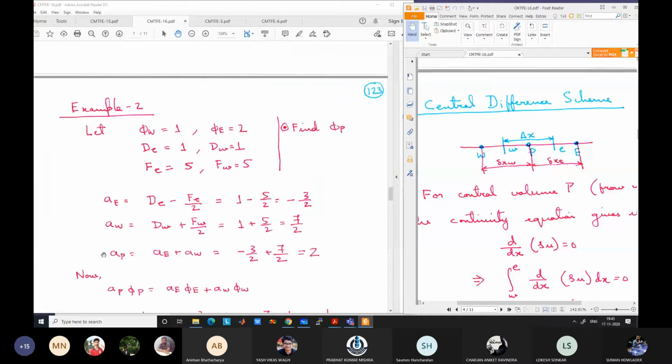Otherwise, when I write Fe is equal to AE plus AW, this will not become correct. Because this intrinsically assumes that what we have derived was Fe is equal to AE plus AW plus Fe minus Fw. That term we have cancelled because Fe is equal to Fw. If I arbitrarily give different Fe and Fw values, that will not be satisfied, and that is also not physical.